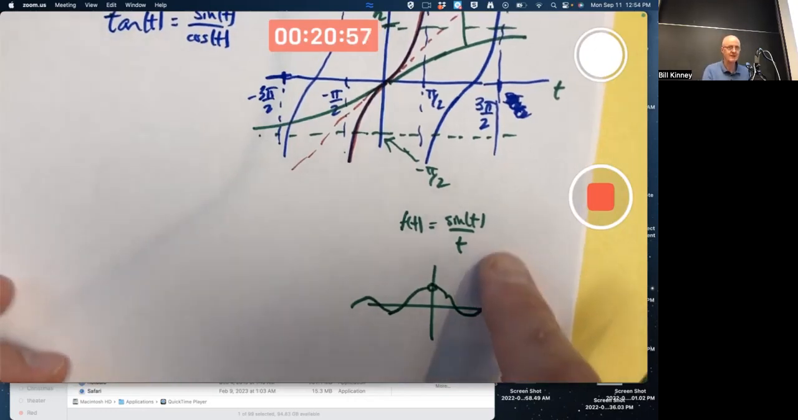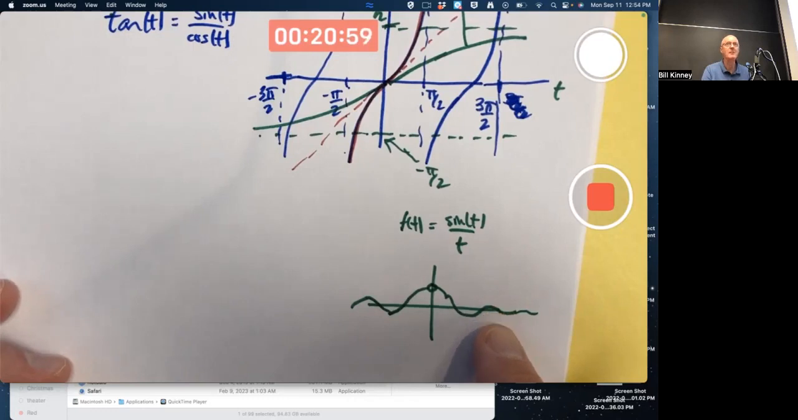Okay, I'm not going to focus on this function much right now, but it is an example of a function that crosses its horizontal asymptote infinitely often. You can cross horizontal asymptotes. It's just that with rational functions, you don't typically cross them.